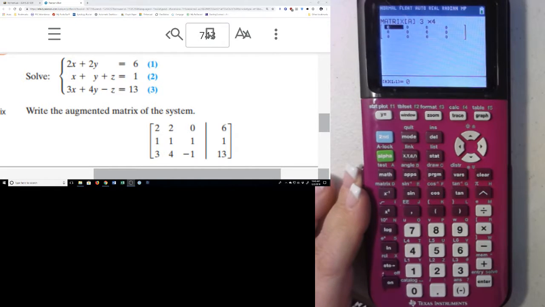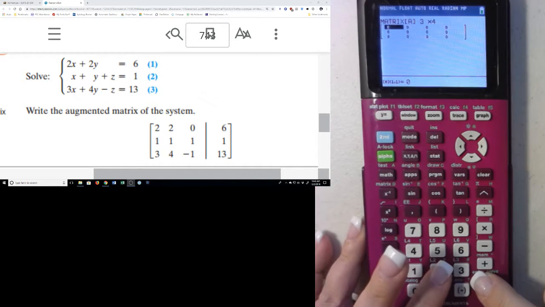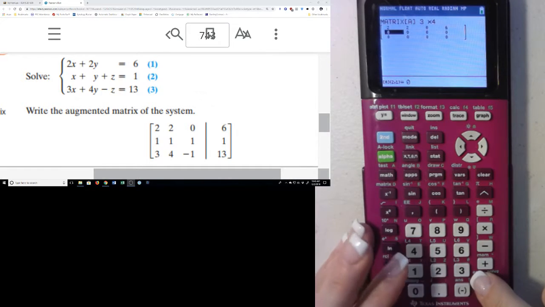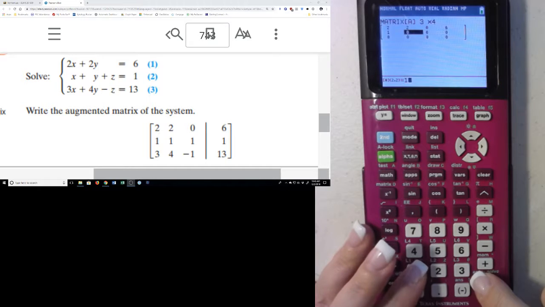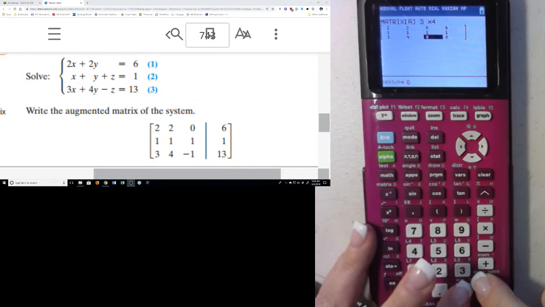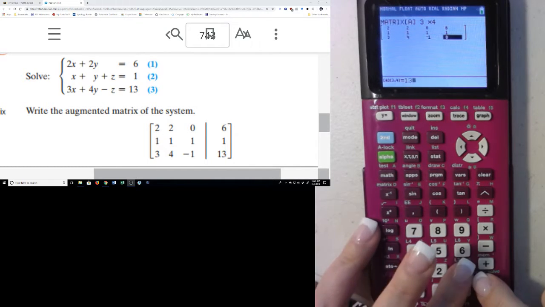Now I have to enter the matrix row by row. So I'm going to start with the first row, which is 2, 2, 0, 6. Second row, 1, 1, 1, 1. Third row, 3, 4, -1, 13.